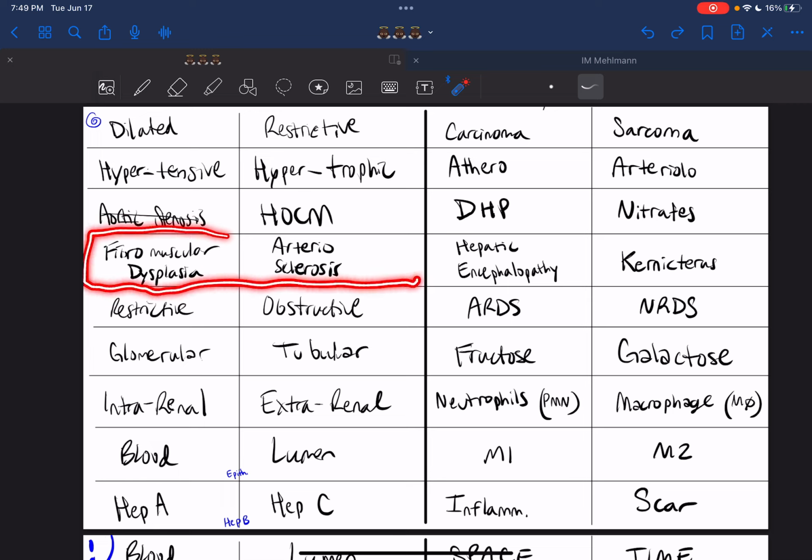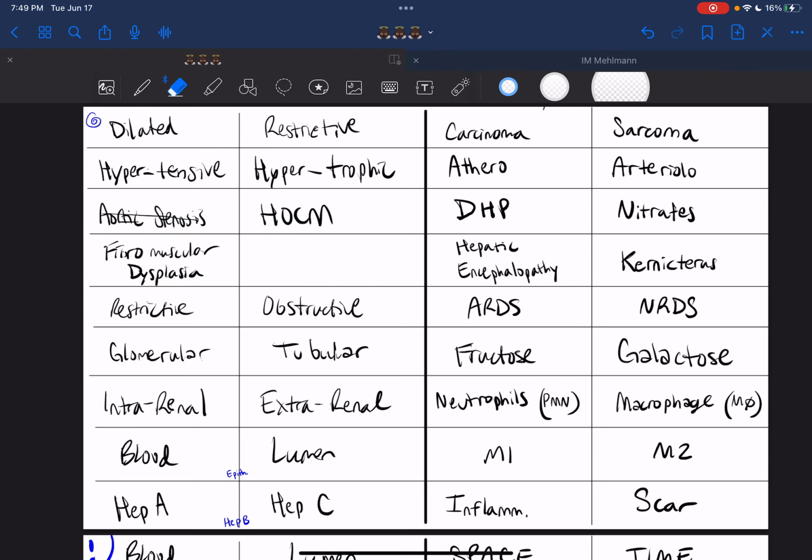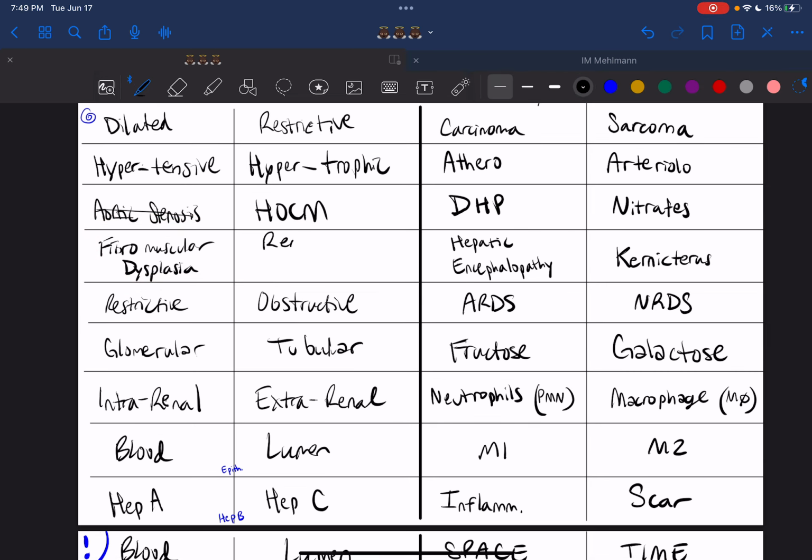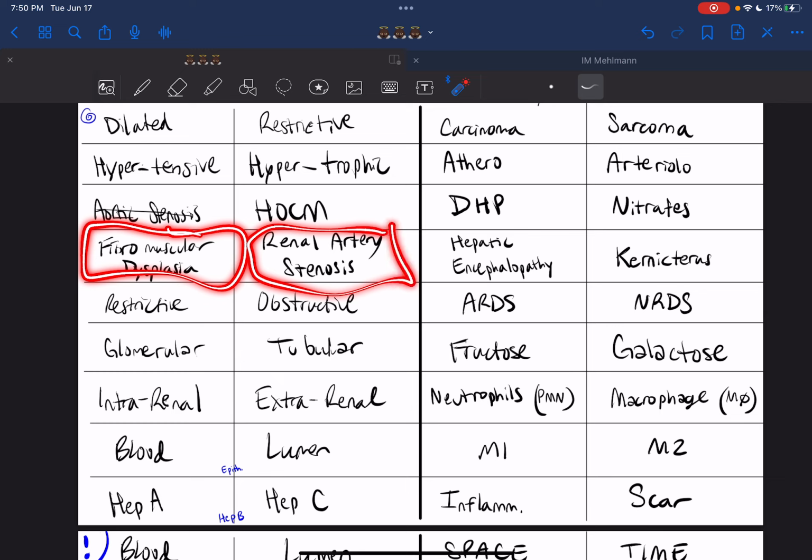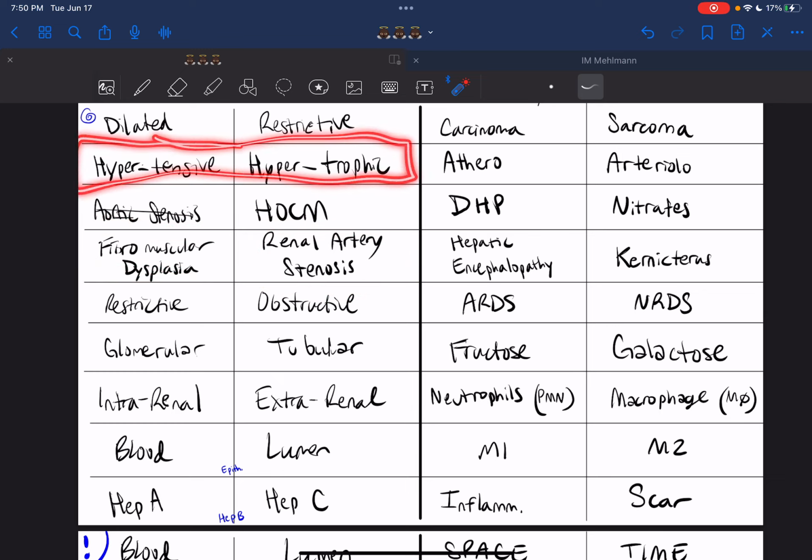Fibromuscular dysplasia versus arteriosclerosis. These are the two types of renal artery stenosis. So these are basically the two ways that the kidney can get blocked, the renal artery can get blocked, and you have super bad, super high refractory hypertension that doesn't respond to treatment. This will happen in a young person, this will happen in an old person. They're opposites.